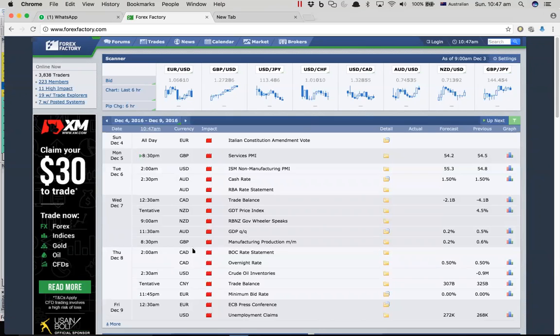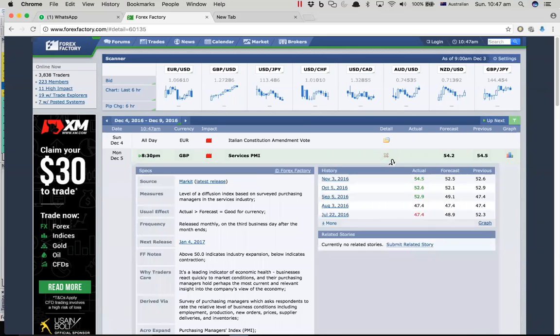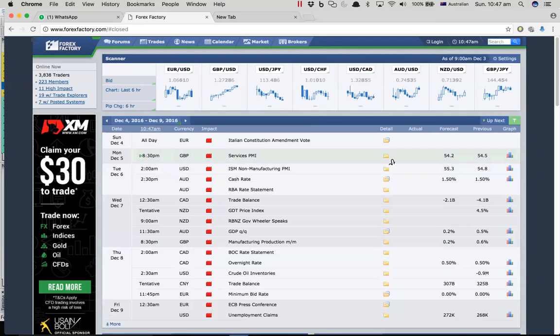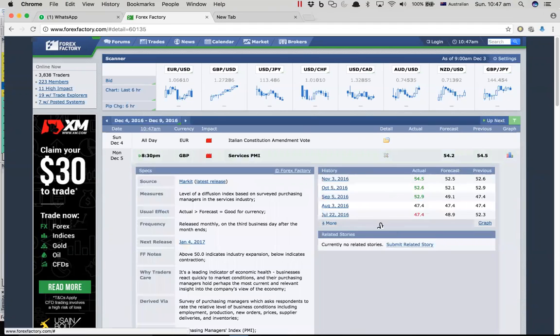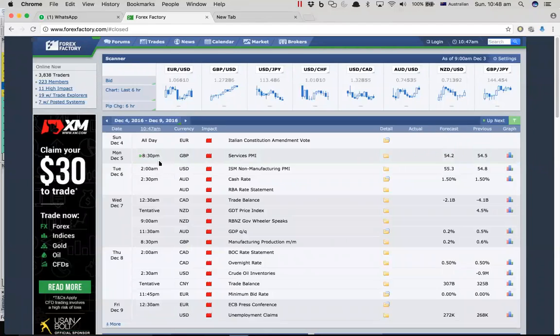Okay, so we got Monday, the Great British Pound Services PMI. Actual more than forecast is good for the currency. You can see here for the last few months it's been more than forecast, more than forecast, more than forecast, and then equal, and then less than forecast. So I got a feeling that this particular curve may play a little bit, but I feel the news is already discounted in the prices. So there's nothing much to wait for on that one.